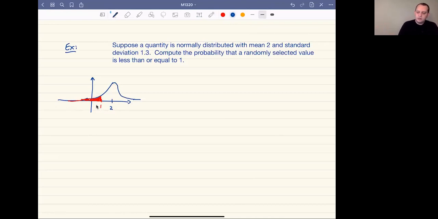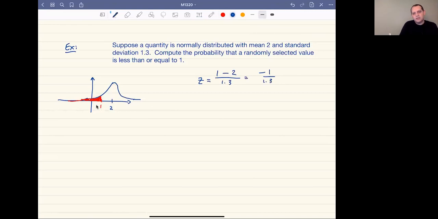So what we're going to do, and there's two ways to do this, but first I want to explain how to use this probability table. This is historically how this was done before a lot of technology was widely available. We're going to compute the standardized value for this. We need to figure out the corresponding z value. So z is going to be our x value, which in our case is 1, minus mu, the mean, which is 2, divided by the standard deviation, which is 1.3. And so that's going to be negative 1 over 1.3.